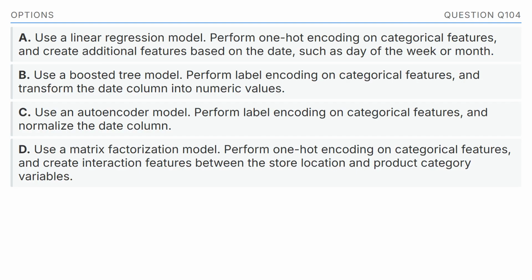Option C, use an autoencoder model. Perform label encoding on categorical features, and normalize the date column. Option D, use a matrix factorization model. Perform one-hot encoding on categorical features, and create interaction features between the store location and product category variables.